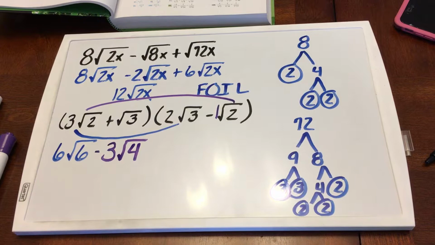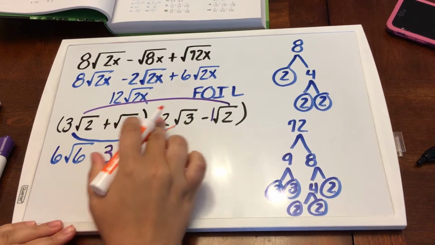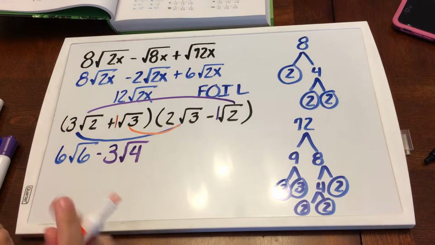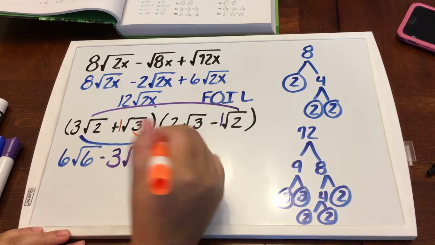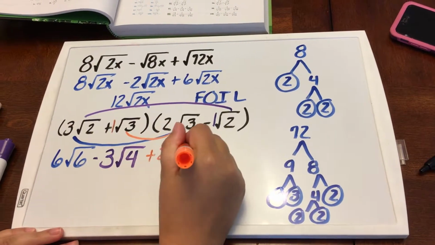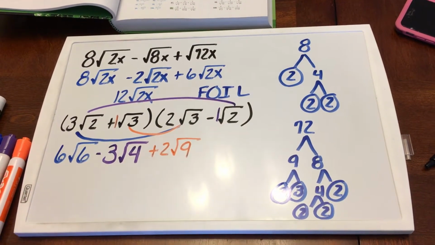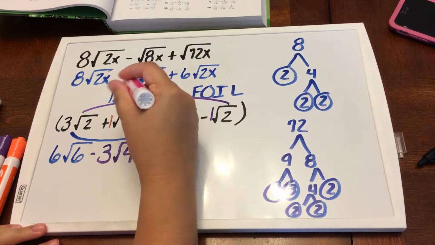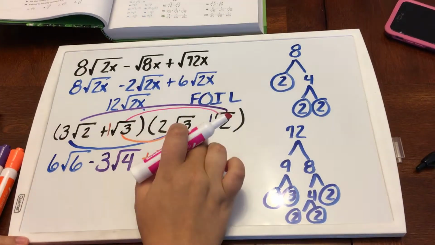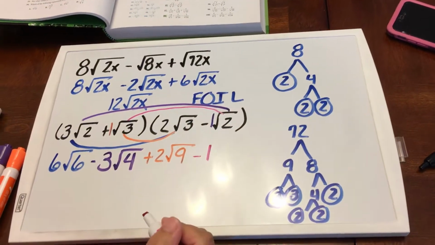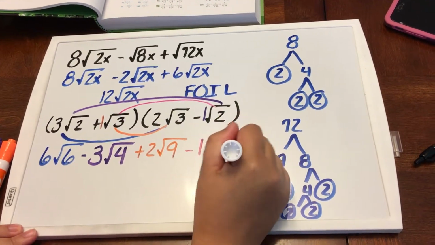Then I've got inside terms. Let me find another color. My inside terms are the square root of 3 and the 2 square roots of 3. Remember, there's an understood 1 there. So 1 times 2 is 2. Square root of 3 times square root of 3 is square root of 9. I'm going to simplify that a little bit more in just a moment. And then my last terms, which is this square root of 3 times a negative square root of 2. Remember, 1 times negative 1 is a negative 1, or you can just drop that if you'd like. Square root of 3 times square root of 2 is square root of 6.